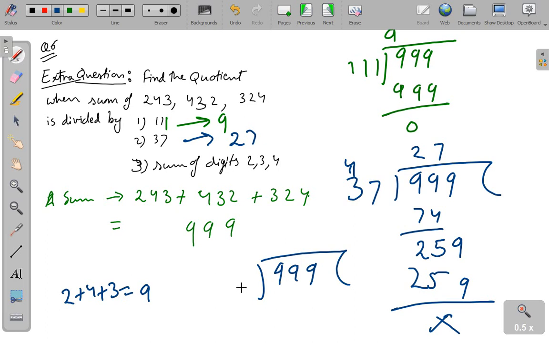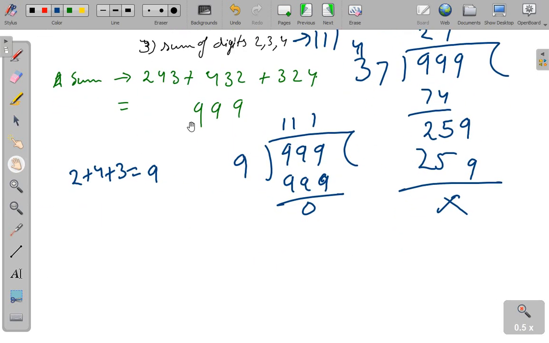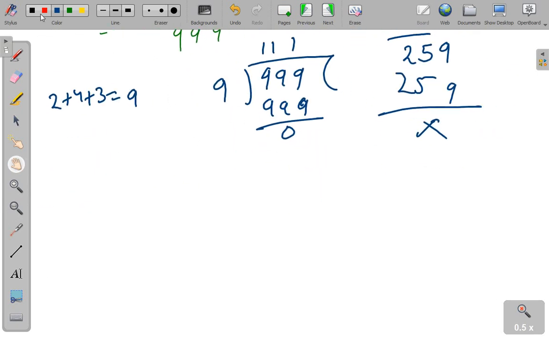999 when it is divided by 9, the answer is 0, and the answer for the last one will be 111. Okay students, before continuing, let me tell you one more thing. 111 is equal to 37 into something. Can you determine what that something is?